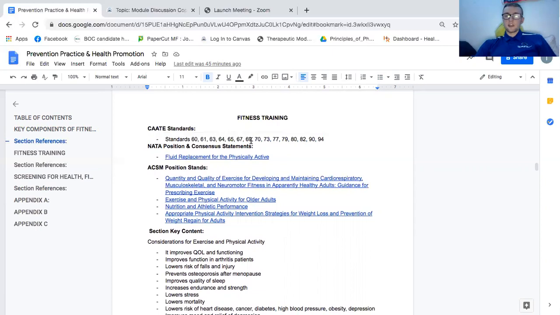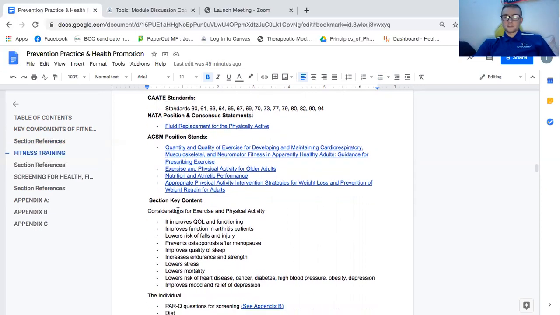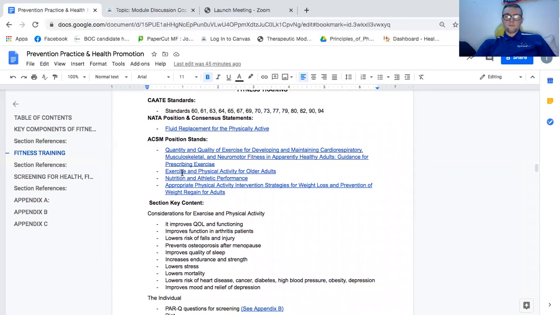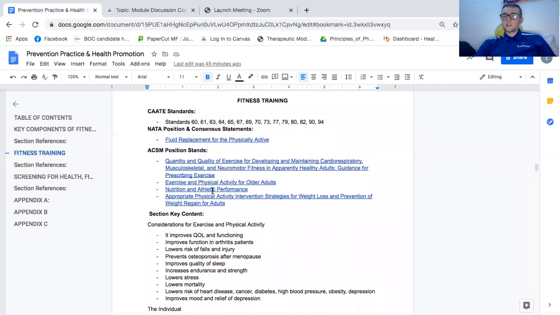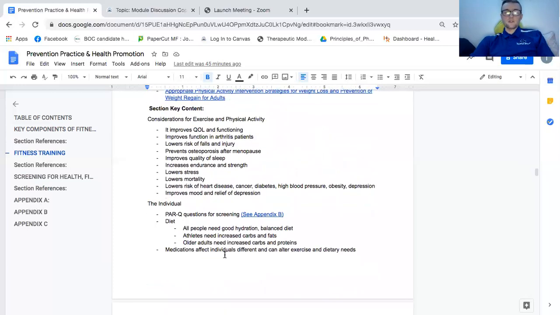Going on to the fitness training. Again, it's going to be the same thing. Anything that included exercise or mental health, because exercise affects mental health a lot, I put into this standard. There's a lot more ACSM, because the ACSM has a lot of stuff about exercising and how exercising can help people. For example, here, maintaining cardiorespiratory, musculoskeletal, and neuromotor fitness in apparently healthy adults. This is going to apply directly to us. So this is a good one to put in there, and I think all of these are good ones. They'll all be good references if I have any questions about any of this stuff.